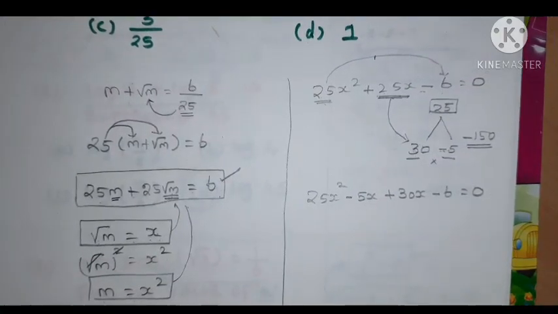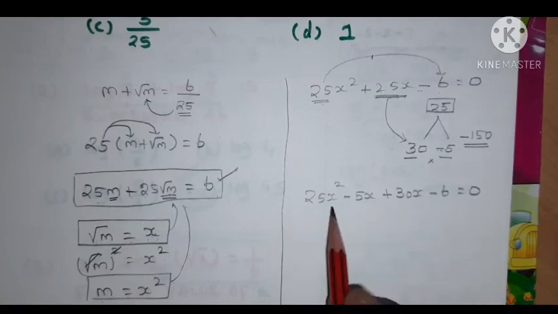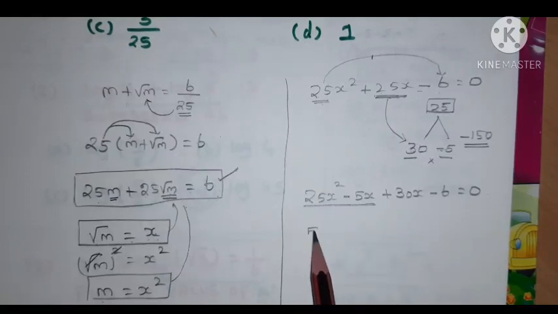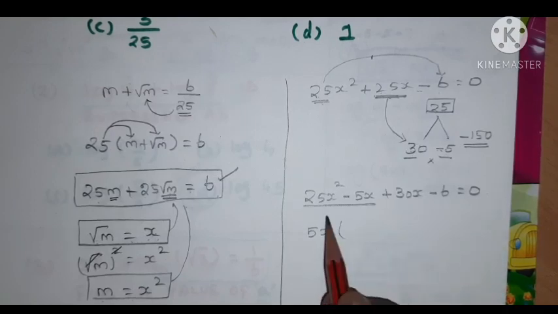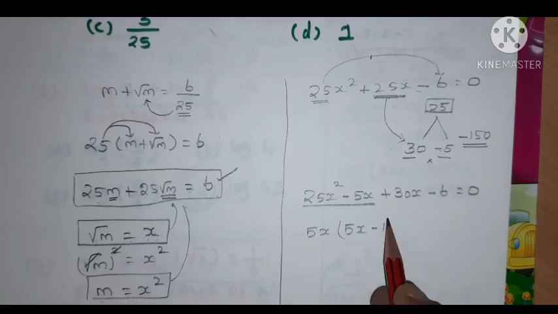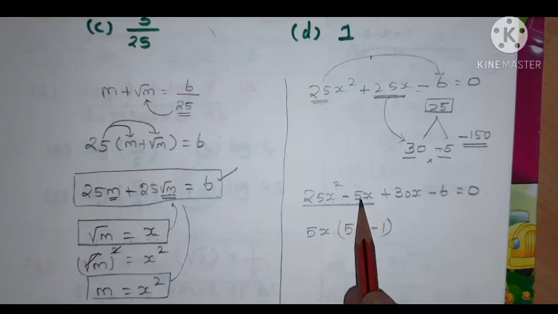Now just simplify it and we'll get the value. How do we simplify now? Look at the first two terms. What is the common term available? 5x is common. I'm taking it outside. So what's remaining? 5x minus 1 is remaining. Am I right? In these two terms, 25x squared minus 5x, 5x is common, so if I take 5x outside, here 5x will remain, here minus 1.